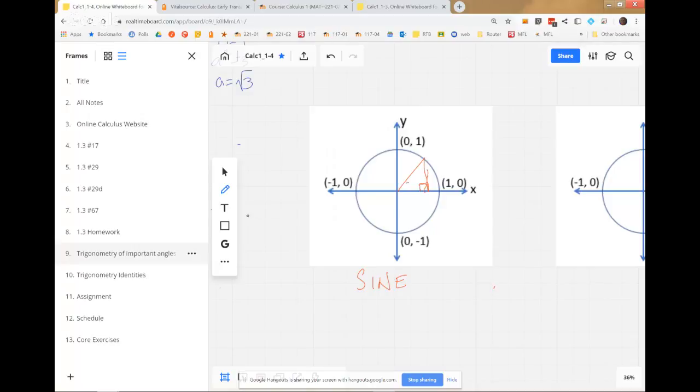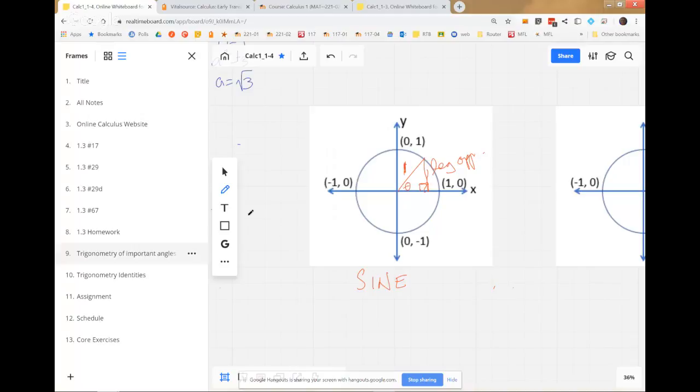This is the actual angle right here. And you know that sine is leg opposite over hypotenuse. Well, what is the hypotenuse? Because this is a unit circle, the hypotenuse is 1. So whatever this leg opposite is here, it's going to be divided by 1.